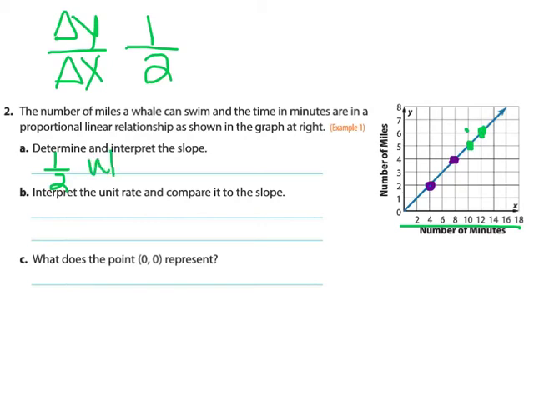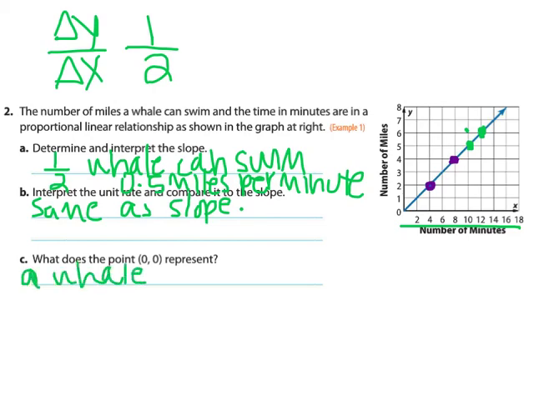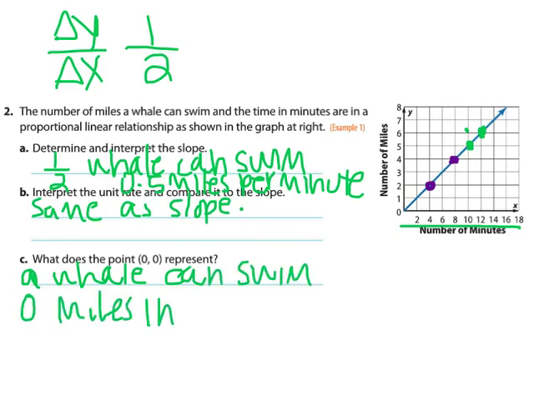and that is saying that a whale can swim 0.5 miles per minute. And if we find the unit rate, it's going to be the same as the slope. You're saying how many miles he can swim in 1 minute, and that's 1/2 mile per minute. 0, 0 says that a whale can swim 0 miles in 0 minutes.